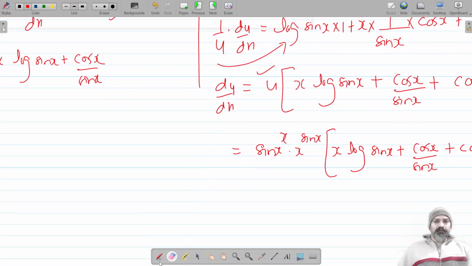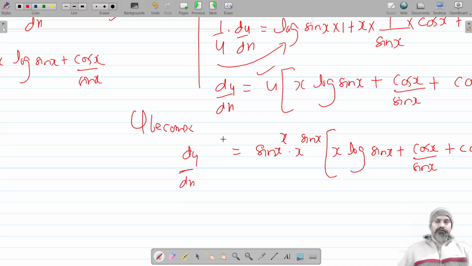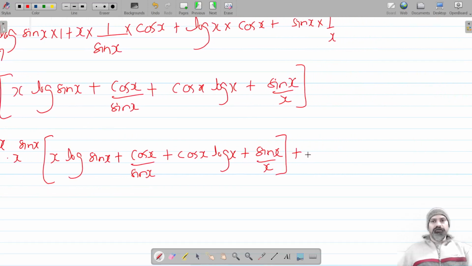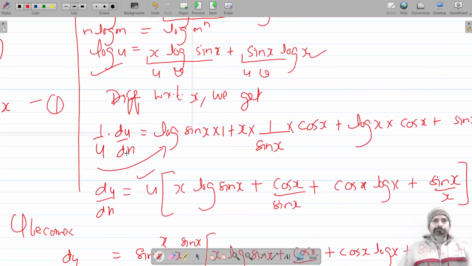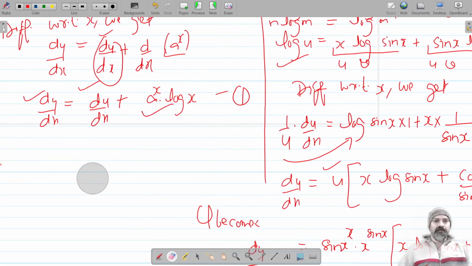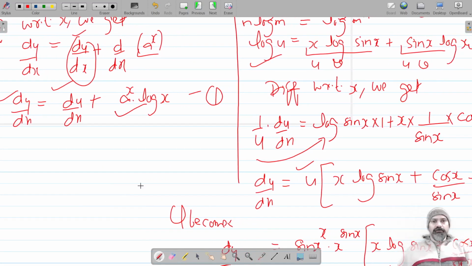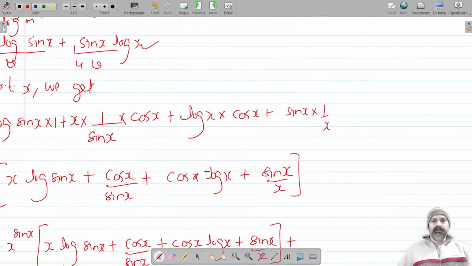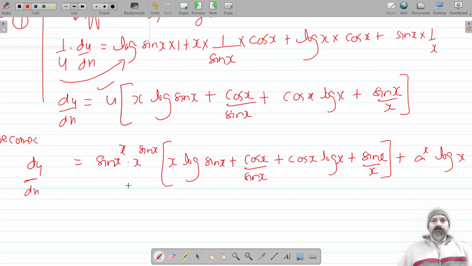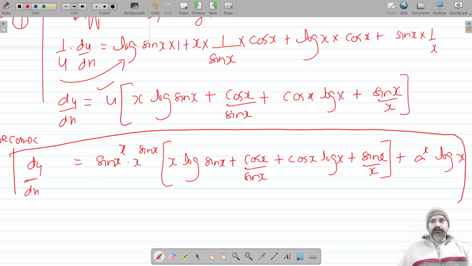So if we replace the value in that, which will be dy by dx, so 1 becomes, I'm going to write it down here, so 1 becomes dy by dx is equal to du by dx plus the differentiation of a raised power x into log x. So substituting the value here, this is the value of dy by dx.